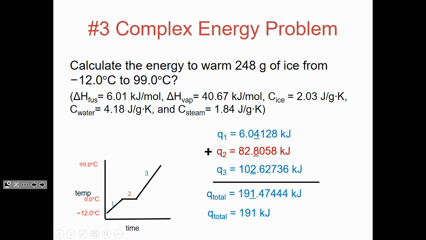Now remember, as bad as this can get is potentially a 5-step problem, because we actually could have taken it all the way to the boiling point and then boiled it and then warmed up the gas, and that would add 2 more steps to the problem.